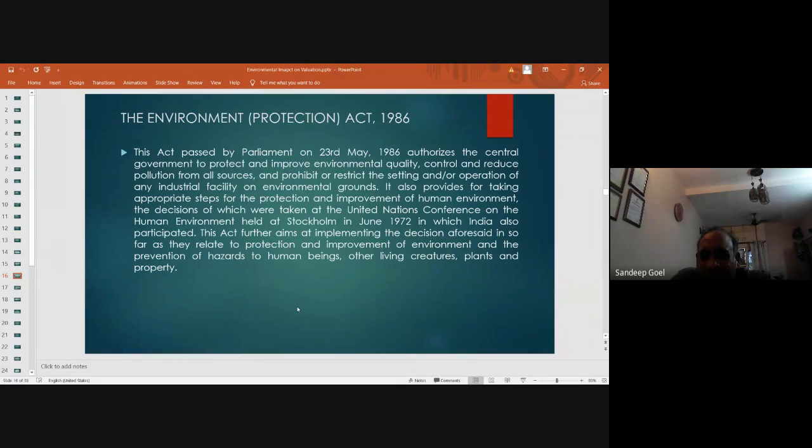This act further aims at implementing the aforesaid decisions insofar as they relate to the protection and improvement of the environment and the prevention of hazards to human beings, other living creatures, plants and property. So this paragraph is very important. The examiner can ask you a question: when was the United Nations Conference on Human Environment held? Your answer is 1972. And where was it held? It was held in Stockholm. So this type of question can be asked from this. Clear?